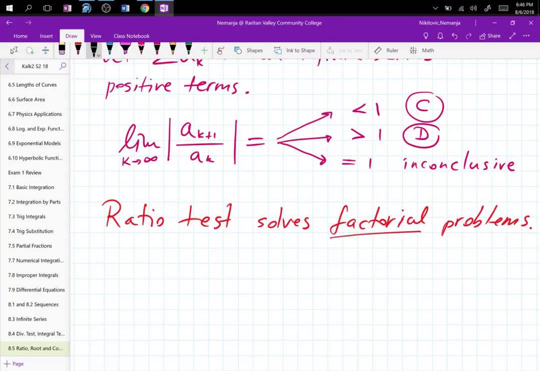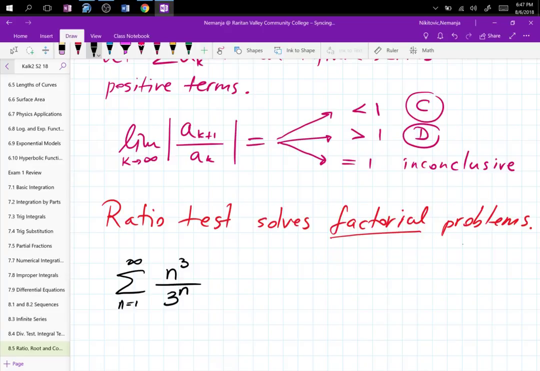So let's first take a look at the ratio test. Clearly, the ratio test should solve other problems that we already covered, but it is mainly developed for problems that have mixed types of functions. For instance, if I look at the problem n cubed over 3 to the n, as n goes from 1 to infinity, you take a look at this series.